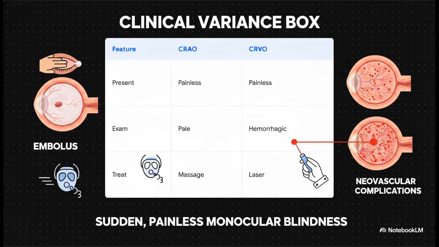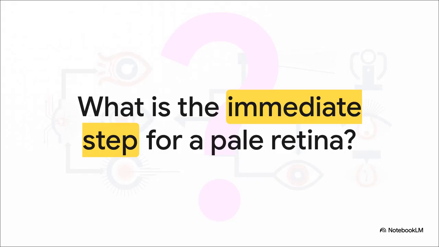All right, the absolutely crucial point here is mastering this clinical variance box. Both of these conditions are going to present with sudden, painless monocular blindness. But the hemodynamic crossovers mandate entirely different emergent interventions. You get it wrong, the patient loses their eye. CRAO gives you that pale retina and mandates immediate ocular massage and high-flow oxygen to physically dislodge the embolus. CRVO, on the other hand, yields a hyperemic, hemorrhagic retina and relies on laser photocoagulation to manage those severe neovascular complications down the line.